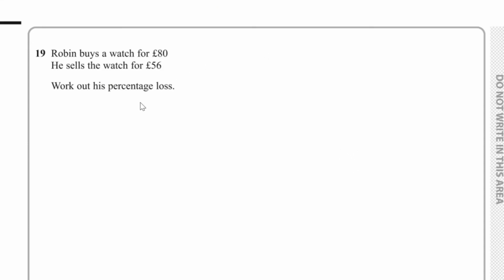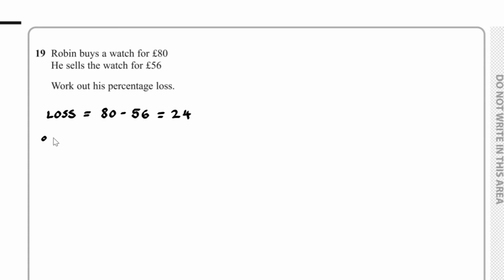Question 19. Robin buys a watch for £80. He sells the watch for £56. We have to work out his percentage loss. Well, first of all, let's find out what the loss is. He buys his watch for £80. He sells it for £56, and so the difference between these is his loss, which is 24.